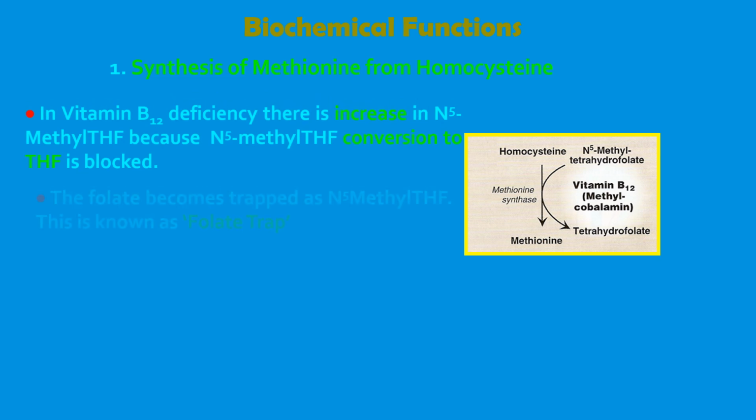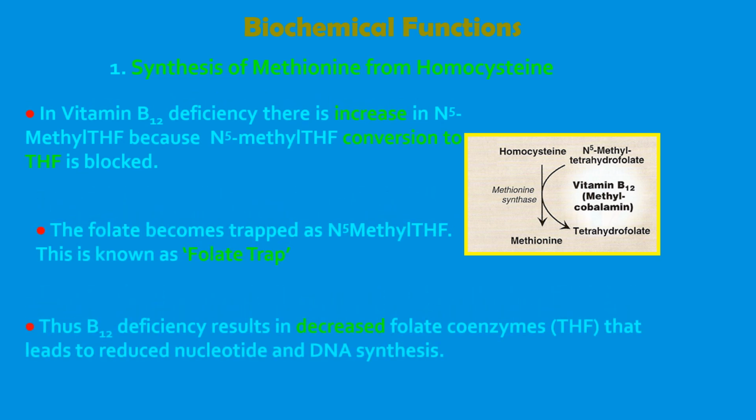What are the biochemical functions of cobalamin? So one of the functions is the synthesis of methionine from homocysteine. So we have the enzyme methionine synthase. Homocysteine methionine synthase can get a methyl group from N5-methyl tetrahydrofolate to give to homocysteine and make it methionine. So in vitamin B12 deficiency, there's increase in N5-methyl tetrahydrofolate because the conversion of N5-methyl tetrahydrofolate to tetrahydrofolate is blocked.